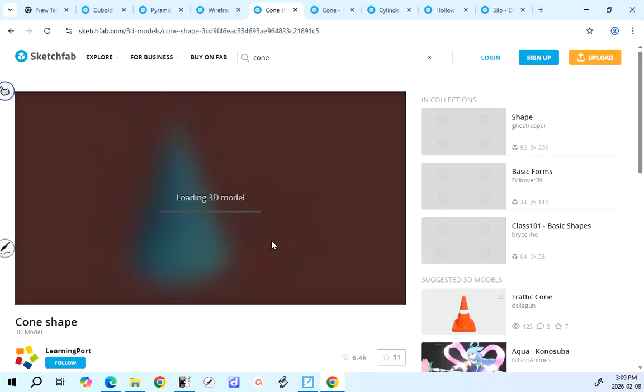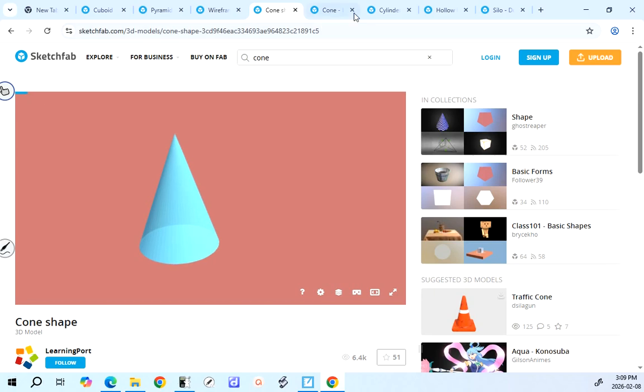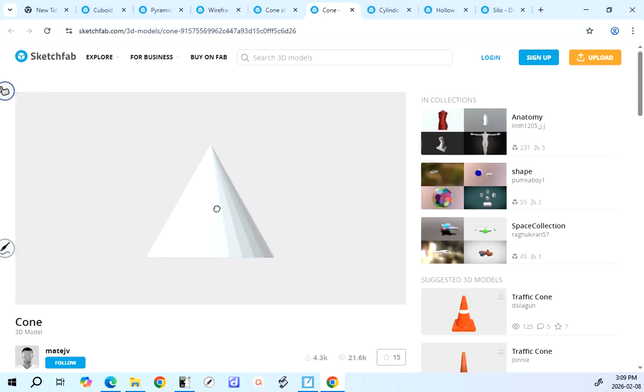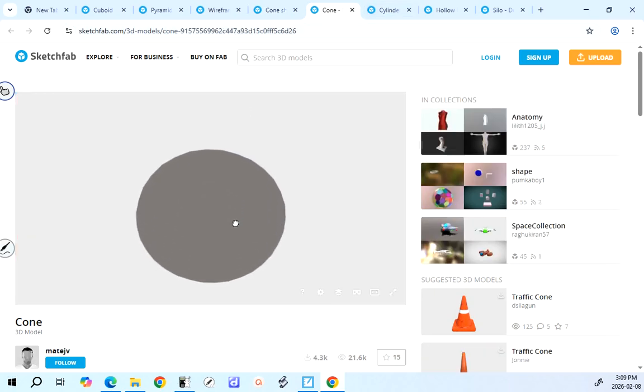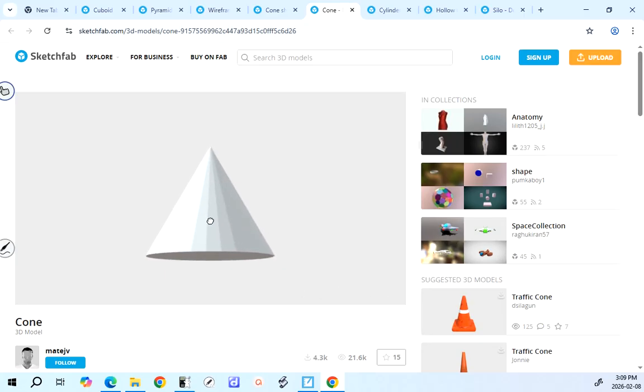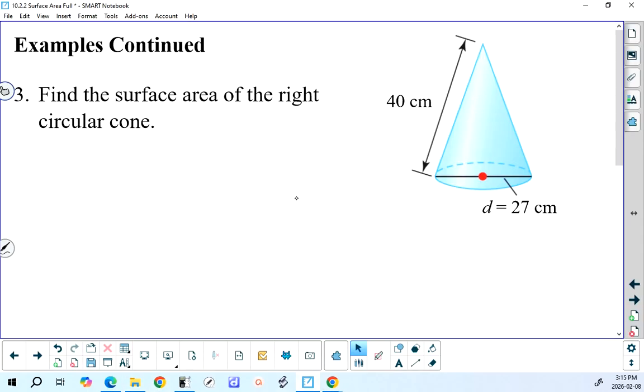I'll go with this one. No, I'm going to go with this one. So we can see the bottom of the cone is a circle, and if I rotate this cone, you can see that what I'm talking about for the lateral area is all of the surface area along the side of the cone. All right, so now that we know the formula for the surface area of a right circular cone, we can go ahead and use it.